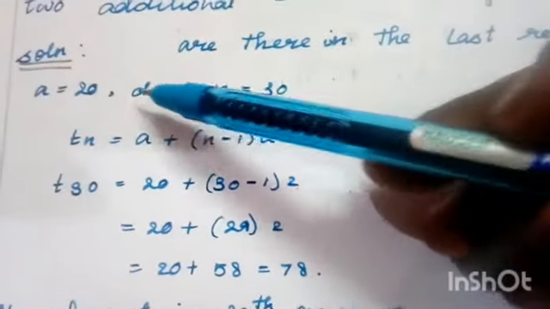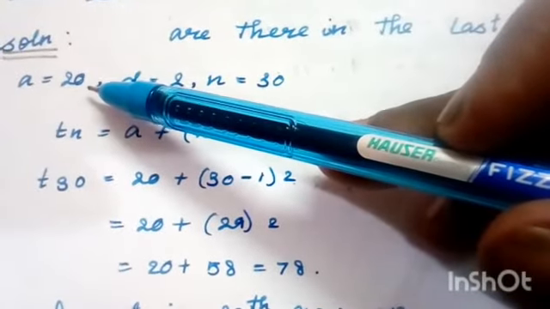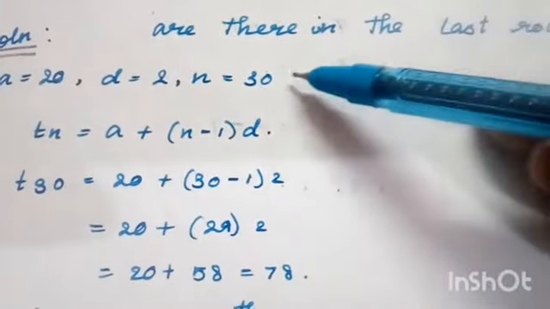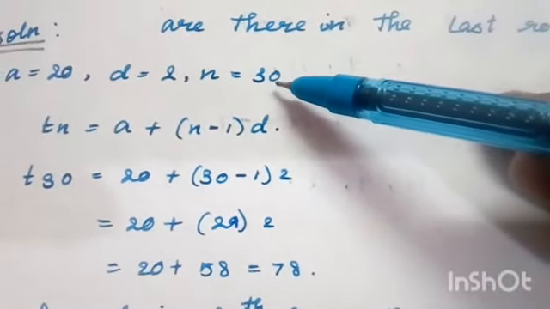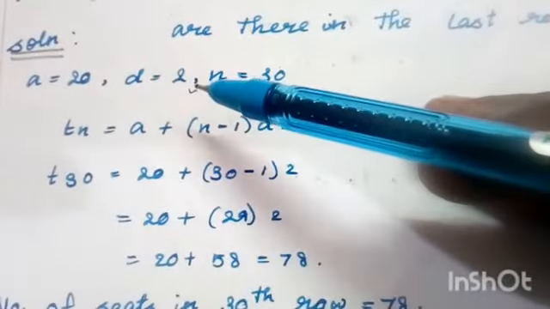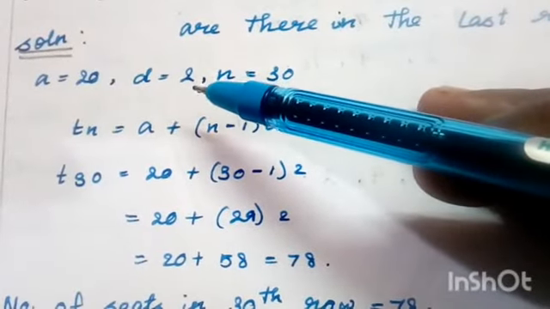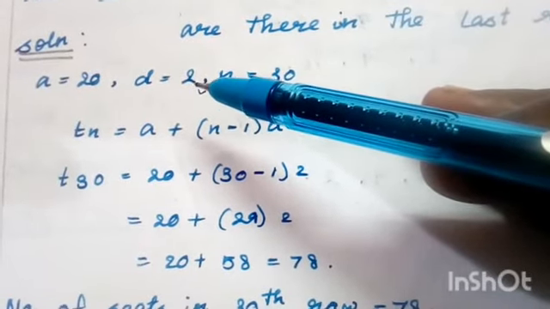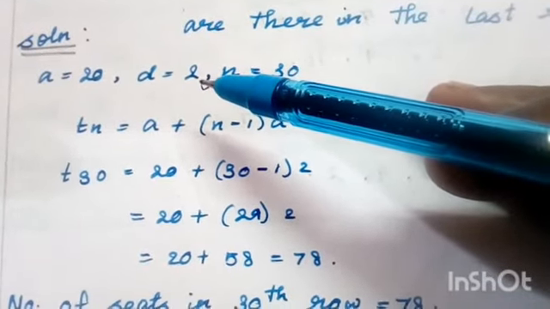Comparing with the question, a is equal to 20, the front row has 20 seats. n is equal to 30, the number of rows is 30. The common difference is 2. Why is the common difference 2? Compared with the front row, two seats are increased, so the common difference is 2.